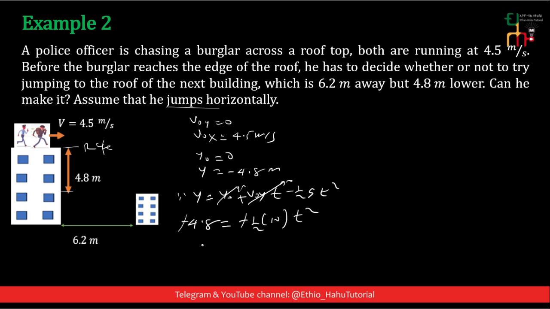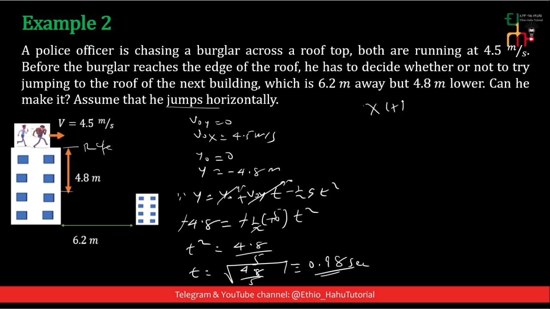Negative goes with negative. 4.8 by 1 by 2, 5. T square is equal to 4.8 divided by 5, and t is equal to the square root of 4.8 divided by 5. And this is equal to 0.98 second approximately. This is the time taken by the burglar to drop 4.8 meter from this point vertically downward. Having this time, let's calculate the horizontal distance traveled by the burglar.